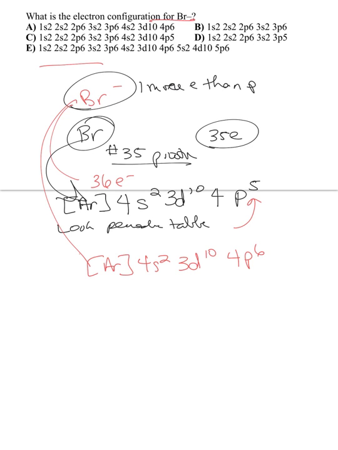Now all our answers are given to us not in shorthand, so I'm going to go ahead and fill in what argon is: 1s2, 2s2, 2p6, 3s2, 3p6. And I'm going to look for all of these, and the answer should be A.